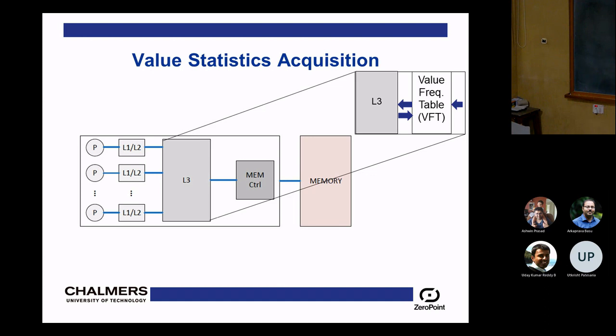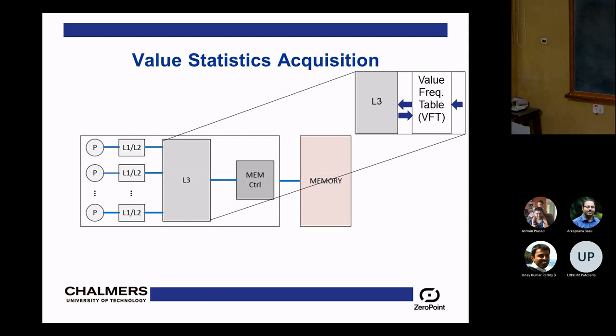what we call the value frequency table up there in the right-hand corner. And what that does is, if you take a snapshot of the cache, this should reflect the value frequency of different values in the cache. How this is implemented is essentially like a cache, but instead of keeping the data, for each data value we just keep a counter, and we increment the counter when we see that same value again. So when we bring a block from memory inside the L3 cache, we have to look at all the values, do a lookup in this value frequency table using the value as an index, and then increment the counter.